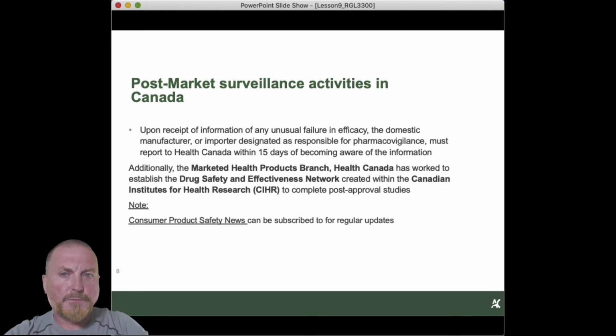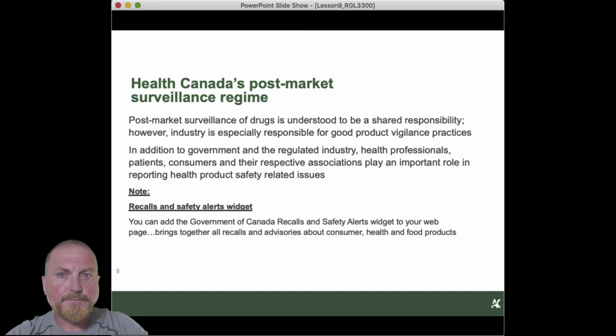Additionally, the Marketed Health Products Branch, Health Canada, has worked to establish the Drug Safety and Effectiveness Network, created with the Canadian Institutes of Health Research to complete post-approval studies. So these are studies for when we're beginning to see reports of incidences. There may be the need for more elaborate studies to look at whether this is a significant problem and whether the costs, the residual risks, or the unforeseen risks are now exceeding the benefits and the efficacy of the drug. And so this can happen, right? And you can also register for the Consumer Product Safety News with Health Canada, which can help you see the latest trends and reports on these things, okay?